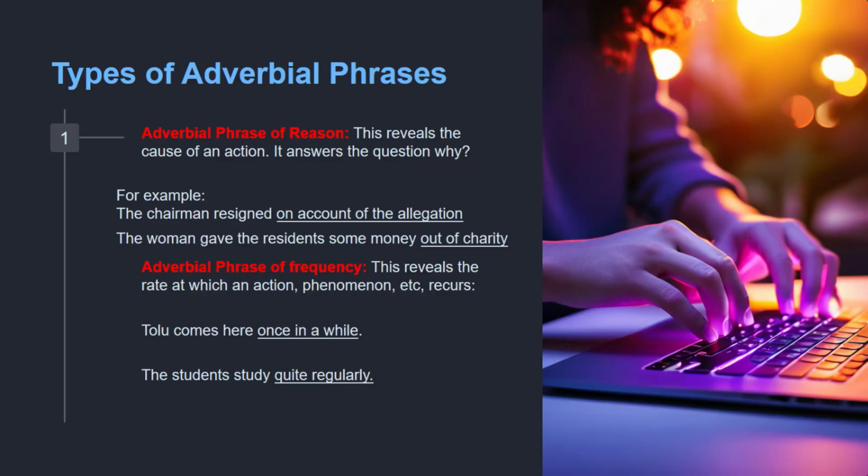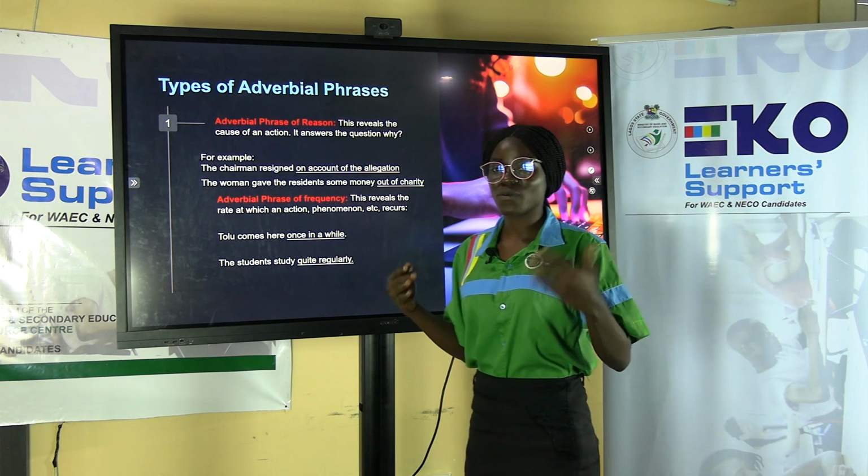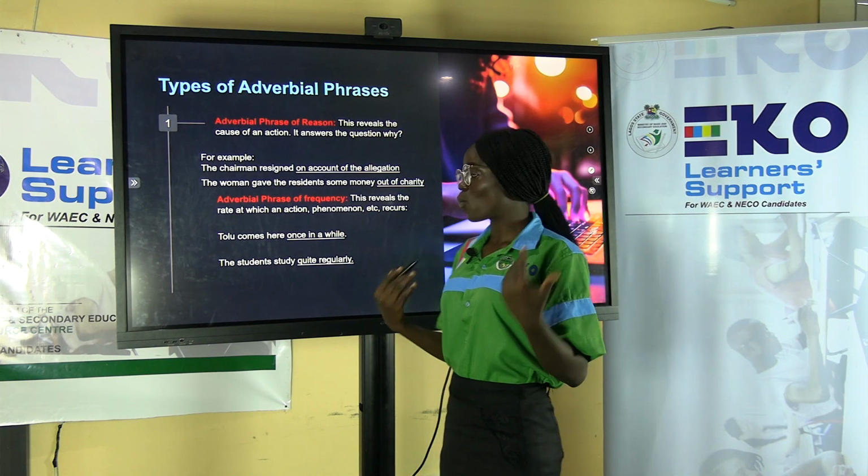Now we have adverbial phrase of reason. The question you should ask yourself anytime you want to arrive at the adverb of reason is why. Look at the first example. The chairman resigned. Why? On account of the allegation. The chairman resigned on account of the allegation. This adverbial phrase of reason will answer the question why.